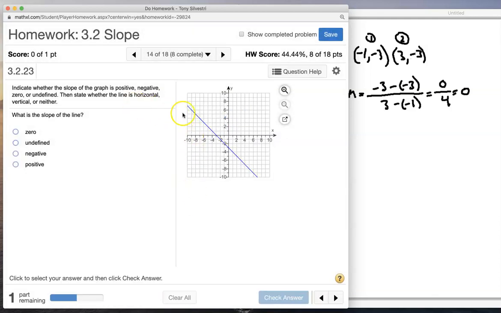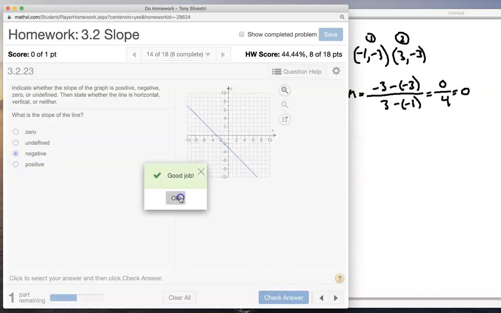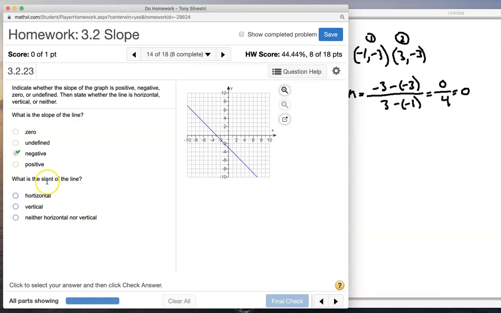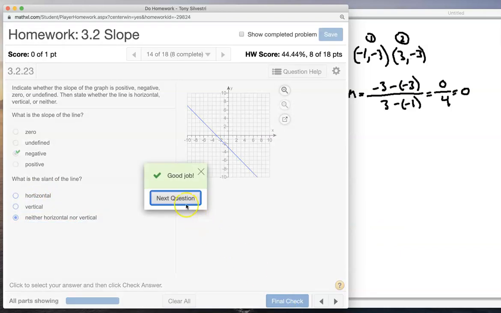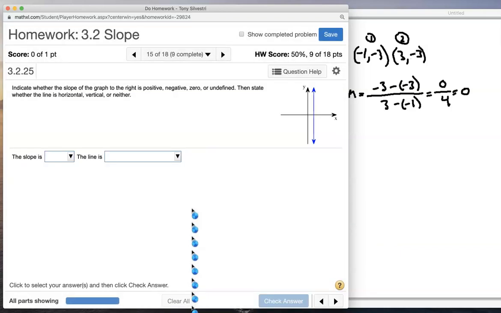Well, this is the same kind of question, but this is a negative slope because as you go positively in the x direction, you're going down. So it's got to be a negative slope. Going down. That's it. What's the slant? Well, it's not horizontal. It's not vertical. It's neither. So those are quick answer questions.